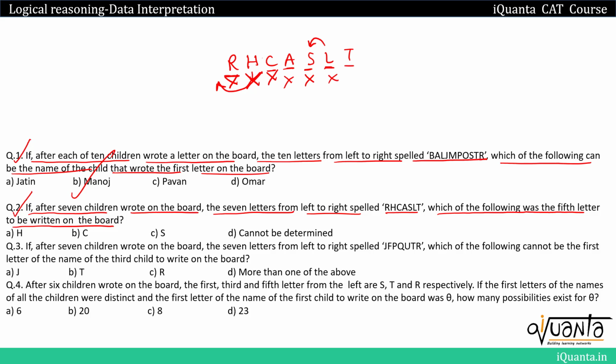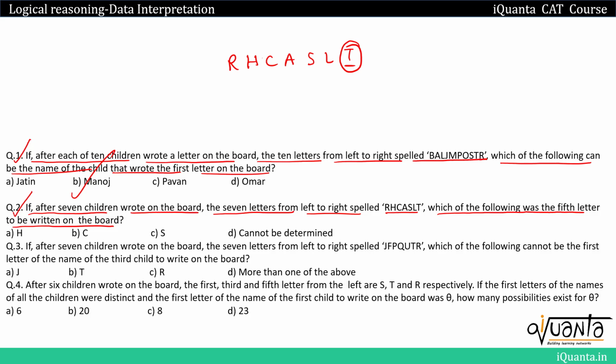If we look at T, then R also comes before T, H comes before T, C, A, S, L, they all come before T, so that means this was the first letter written, because all the letters are coming before T and they are to the left of T, so T will be the first letter written.